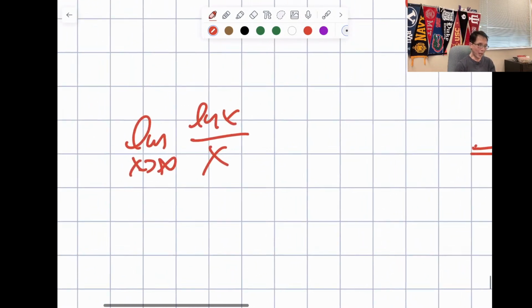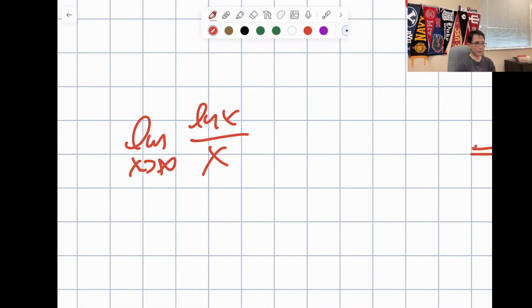So what happens when limit as x approaches infinity of ln of x over x? Well, ln of infinity is still infinity. ln of x as x goes to infinity is infinity, so it's still an indeterminate form. So what do you have to do?